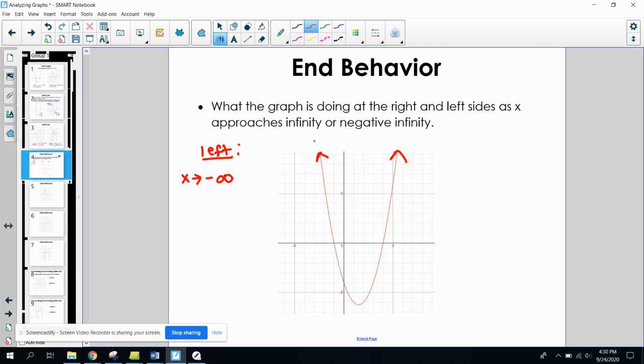As that's happening, what are the y values doing? Well, the y values are approaching positive infinity because the graph is also going up. So it's going left and up, which is going to be negative in the x direction and positive in the y direction. Okay, we're going to do the same thing for the other end, so the right end. So if it's going up and to the right on this end, the x values are getting more and more positive as you go to the right. So x would be approaching positive infinity. As that's happening, it's also going up, so the y values are also approaching positive infinity.